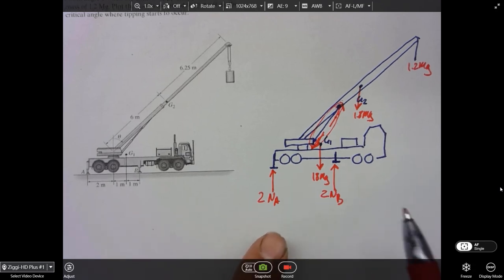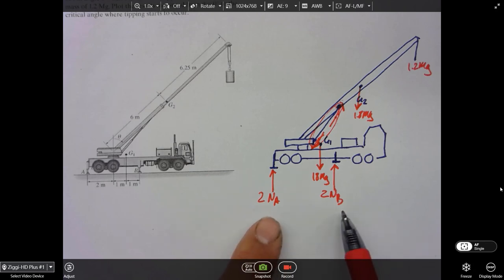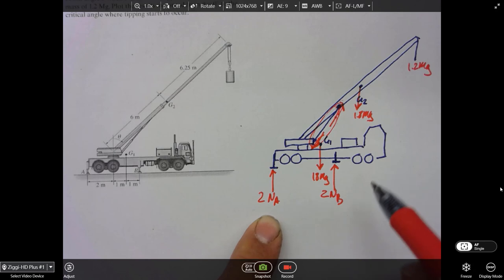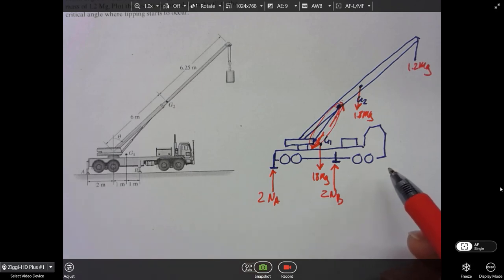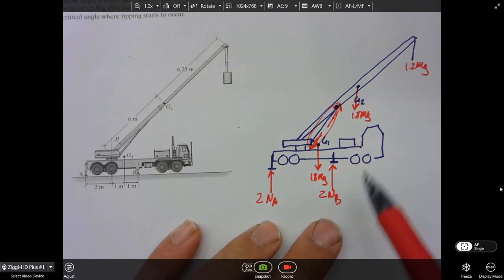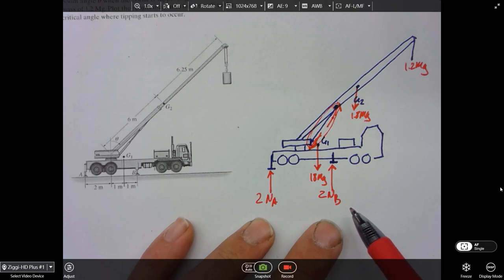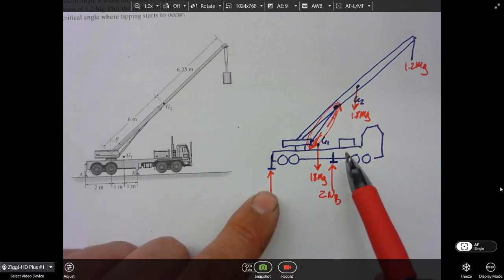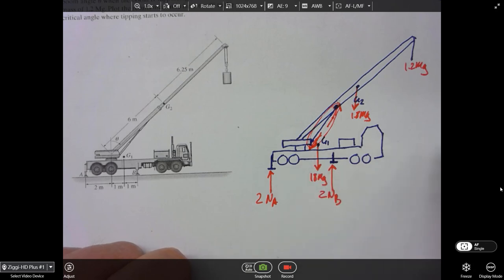But is there a moment reaction? And there isn't. There's just two force reactions. Does that make sense? Not really. I understand that the weight of the truck will keep it down, hopefully. But wouldn't you want to include some sort of moment force? So Brendan's saying, don't we want to include some moment reaction?